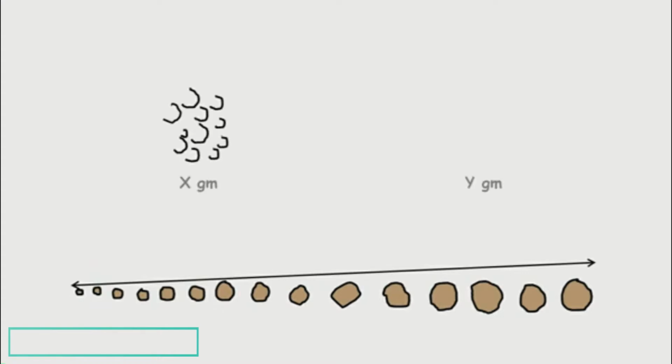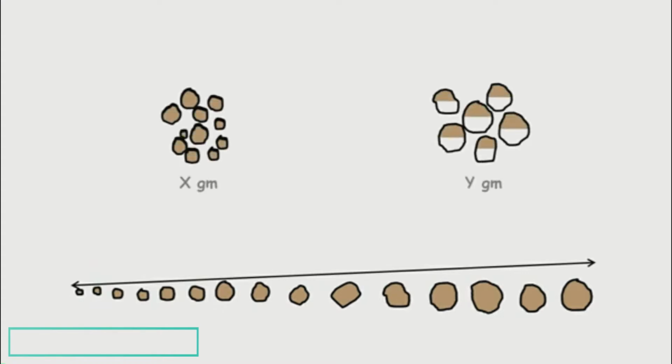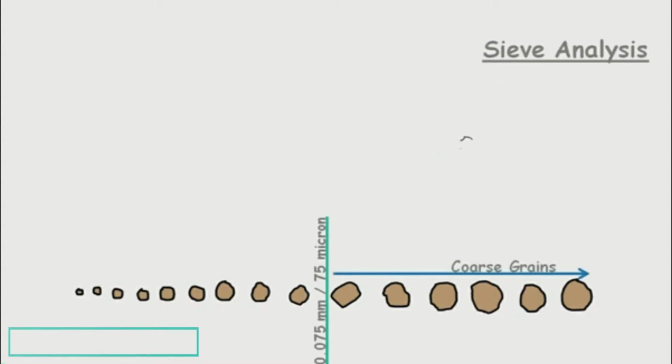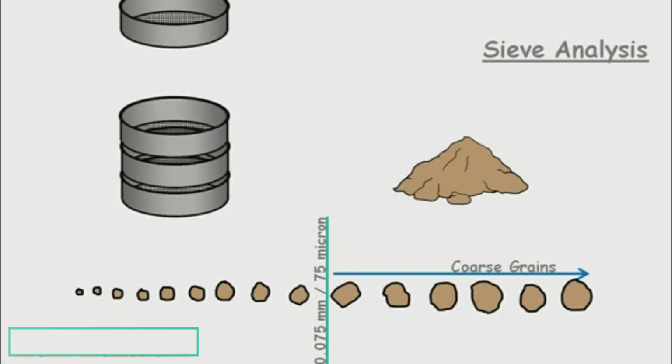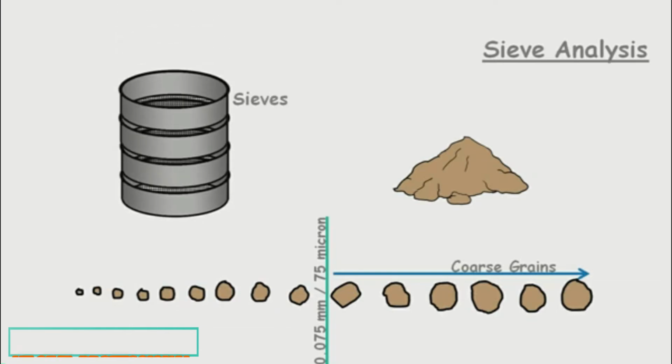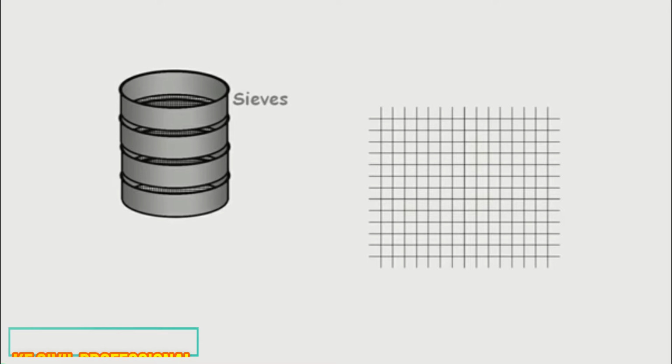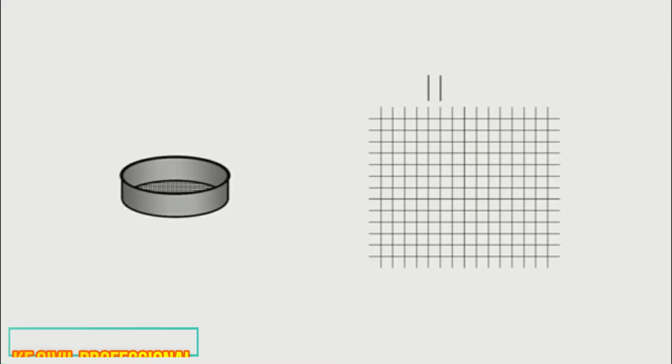Sieve analysis is the method of particle size analysis, using which we determine the amount of particles of different sizes present in the soil sample. Sieve analysis is done for coarse-grained soils. In this method, soil is sieved through a set of sieves. Sieves are wire screens having square openings. Size of these openings gives the sieves their name, which is called sieve number.